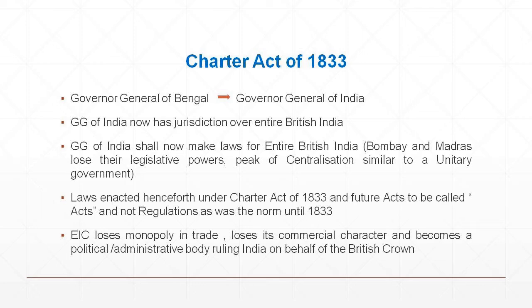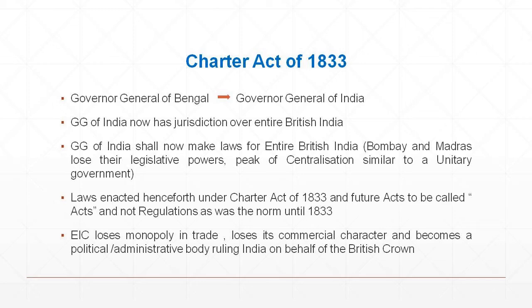Next act is the Charter Act of 1833. This act was the final step towards centralization in British India. Okay, before we go to Charter Act of 1833, what are the important things that happened in Charter Act of 1813? One is the East India Company's monopoly came to an end, except for trade in tea and trade with China. Christian missionaries were allowed to come to India, and Western education was promoted. Local governments were allowed to impose taxes.